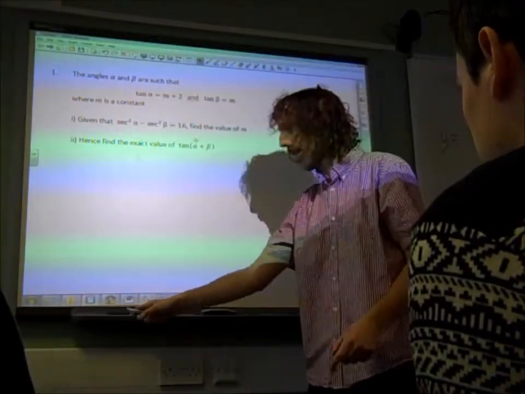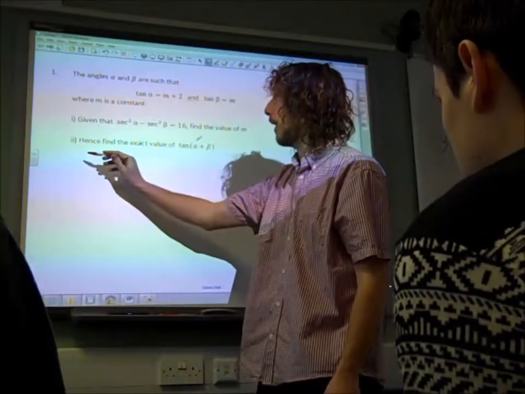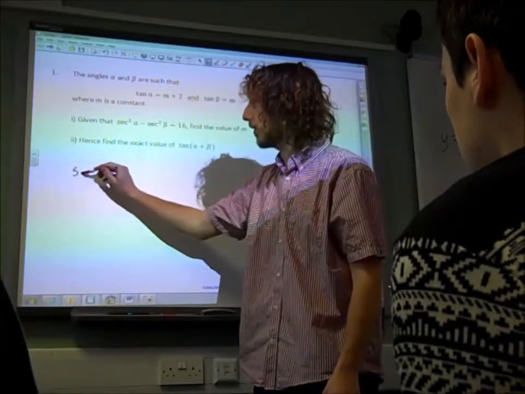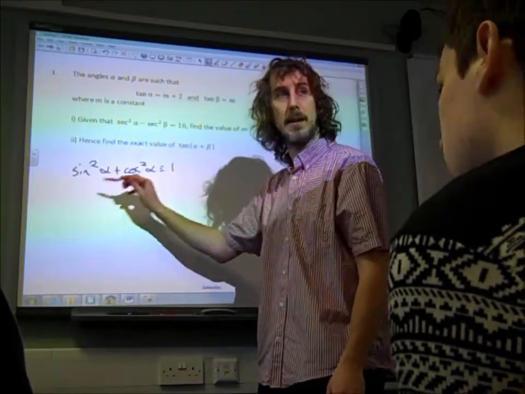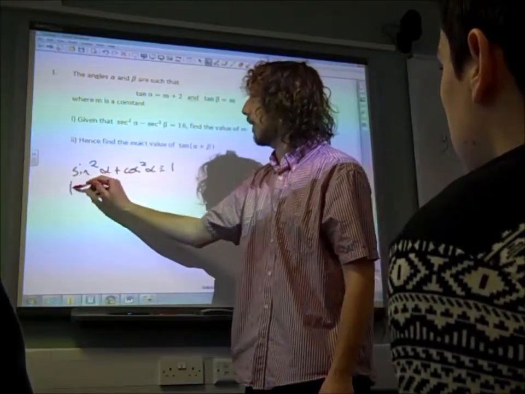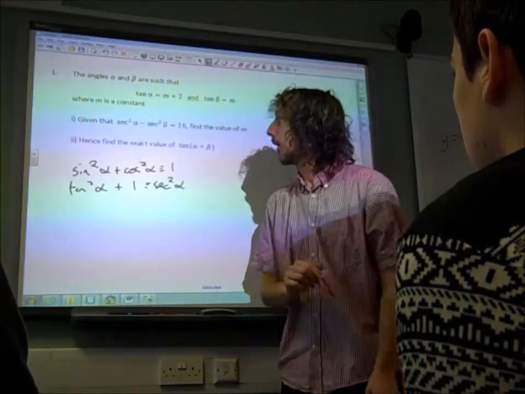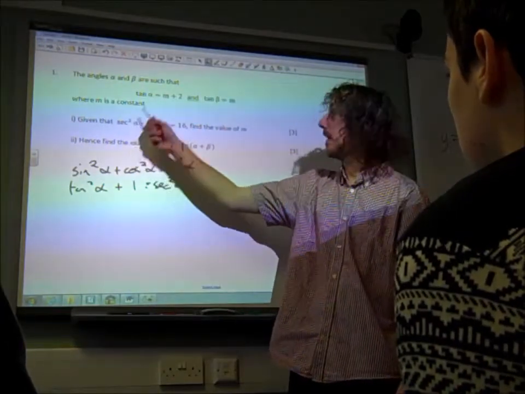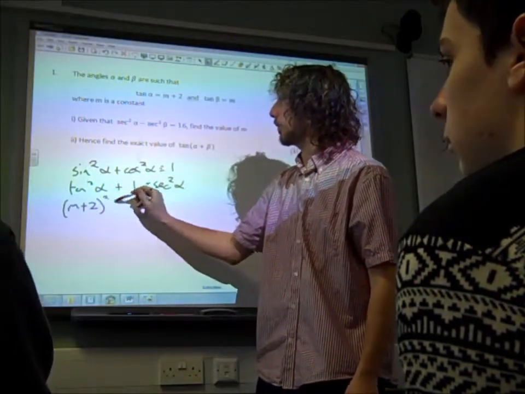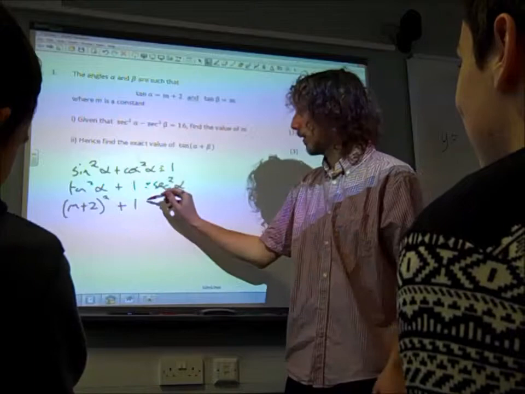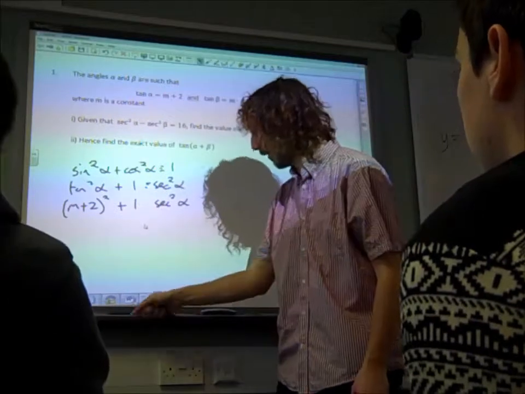Aha! We know our identities that we've got on our poster and we've memorised and we chant to ourselves as we walk down the street. We know that sine squared alpha plus cos squared alpha is always 1, so if we divide that through by cos squared, we've got tan squared alpha plus 1 is sec squared alpha. So sec squared alpha is equal to tan squared alpha plus 1, so that's equal to m plus 2 squared plus 1.